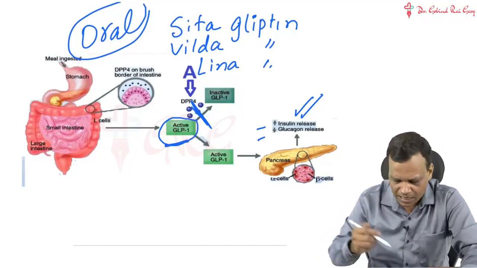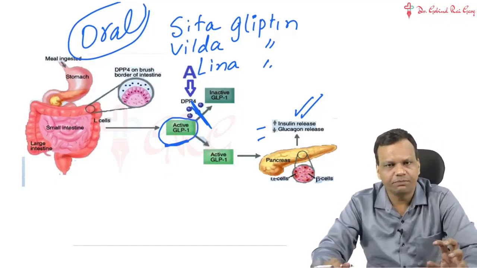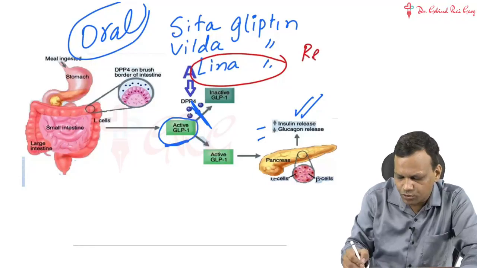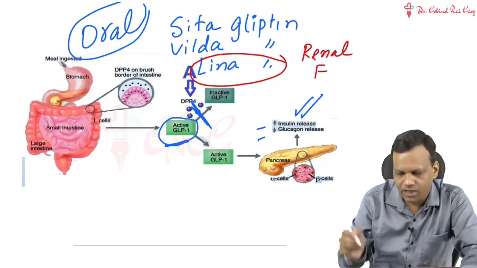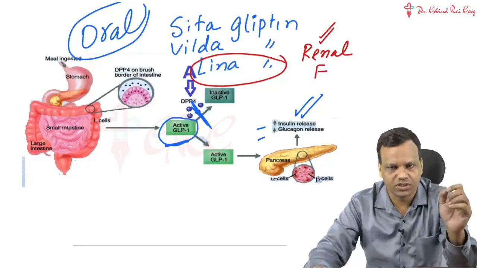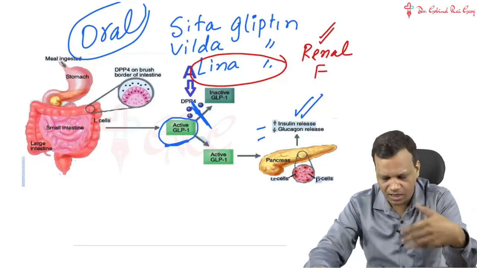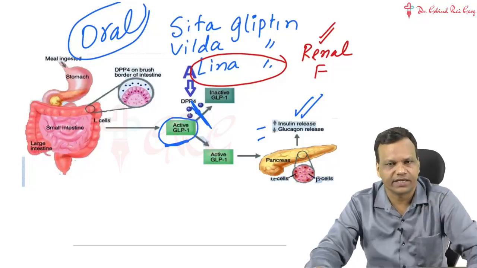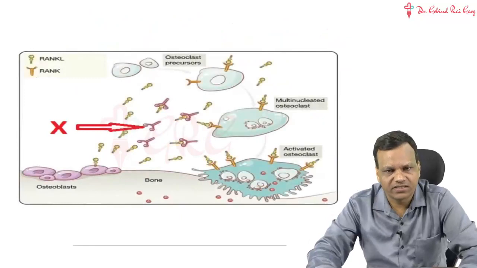And one more question asked is, which DPP-4 inhibitor can be used in renal failure? It is linagliptin. Linagliptin can be used in renal failure. All other gliptins are contraindicated. So from Hindi you can remember, अगर किडनी फेल हो गई तो भी इसको लेना है, इसलिए इसको लेनाग्लिप्टिन कहते हैं.